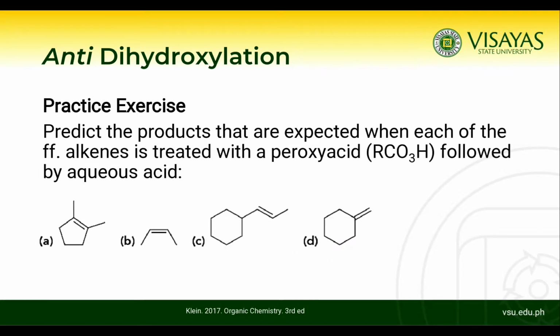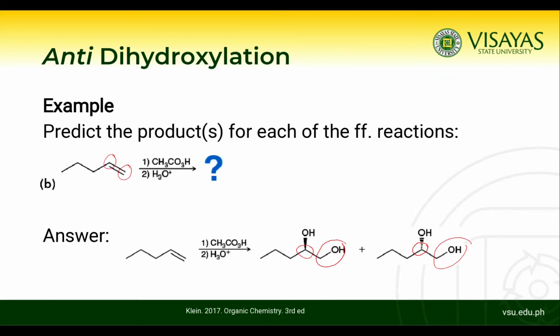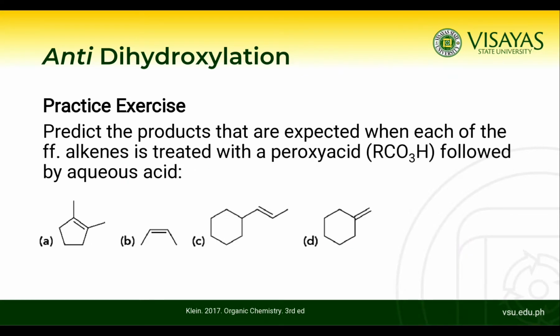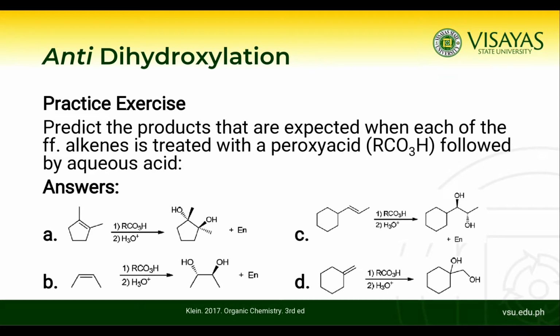Okay. Predict the products that are expected when each of the following alkenes is treated with a peroxy acid followed by aqueous acid. Wait a moment. Okay, so these are more examples for anti-dihydroxylation. Here we have the two carbons sharing the double bond, so each one gets a hydroxyl group attached. Now these carbons are chiral centers. So of course, we show one of the hydroxyls on a wedge, the other on a broken line.